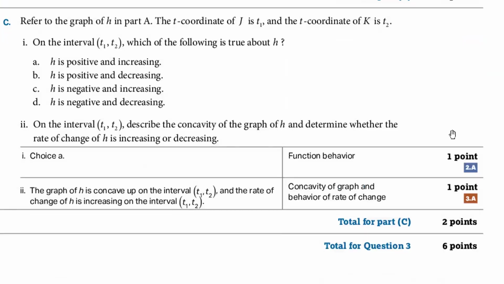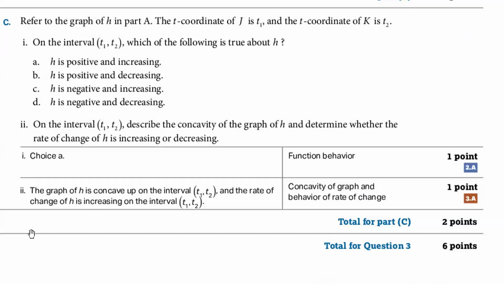This is where first you have the multiple choice. On the multiple choice, it's going to ask you, looking at the interval, it's always going to be the interval T1 to T2. So you're going to have to pay attention to what they label T1 as. This interval is going to be the same, but what they call T1 and what they call T2 is subject to change. Does that make sense? So for this problem, we're looking at J and K.